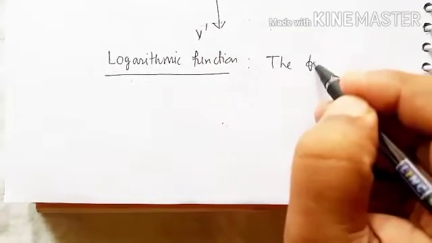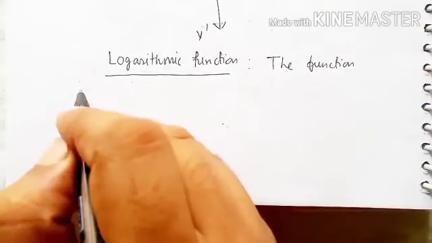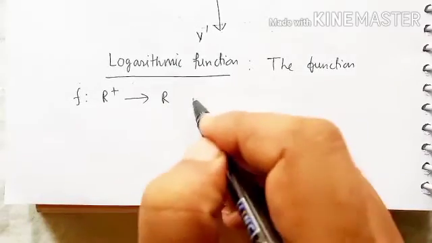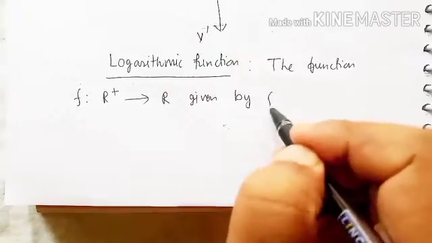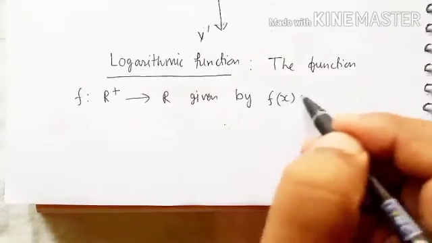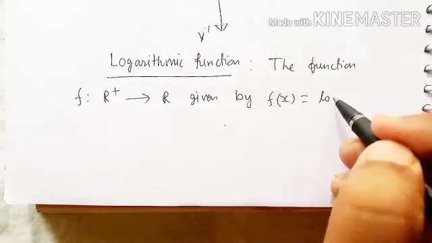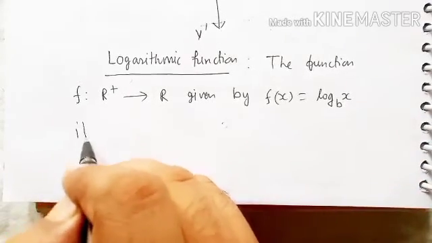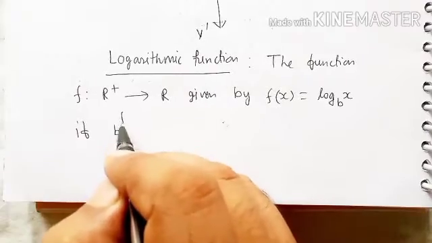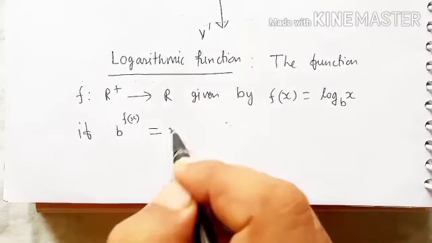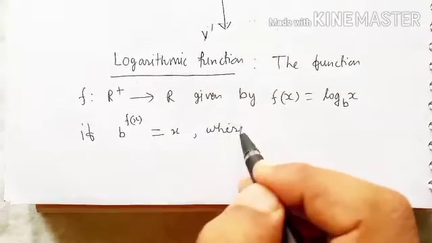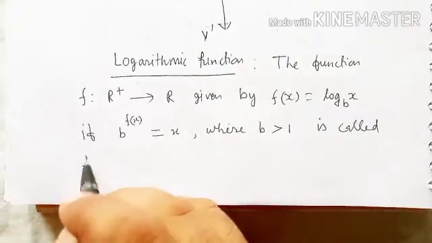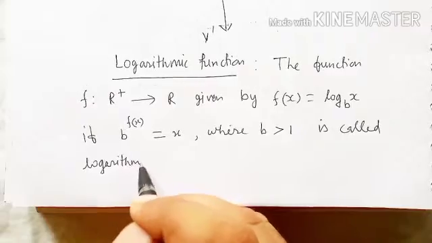The function f from the set of positive real numbers to the set of real numbers given by f(x) is equal to log of x to the base b if b to the power f(x) is equal to x, where b is more than 1, is called logarithmic function.